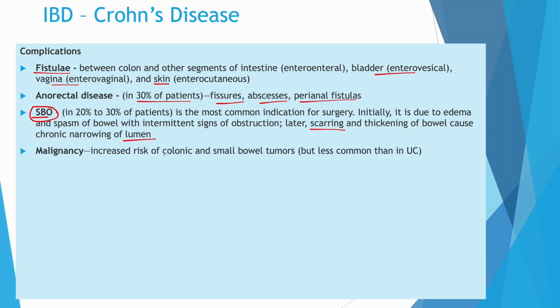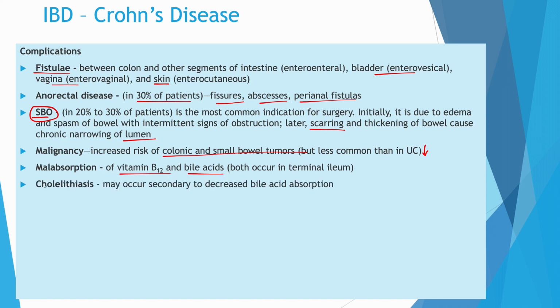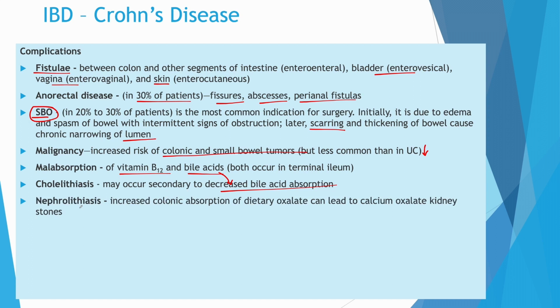Now, there is an increased risk of colon and small bowel tumors. It is less common than in ulcerative colitis, however, but there is increased malignancy. Patients also get malabsorption because there's chronic inflammation in the small bowel where all these nutrients are absorbed, and so you get vitamin B12 and bile acid problems. Also, cholelithiasis is more common, so gallstones, because of decreased bile acid absorption, like we mentioned here. You can also get kidney stones. Aphthous ulcers, like we mentioned, mouth to anus.